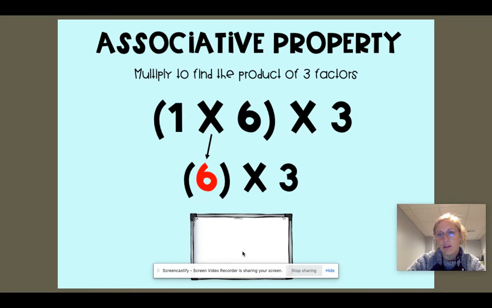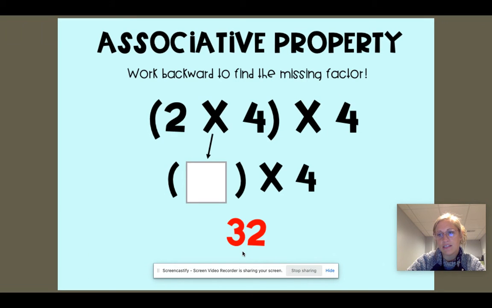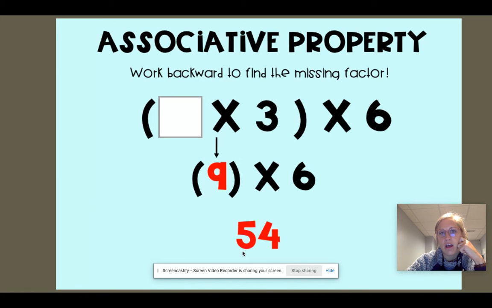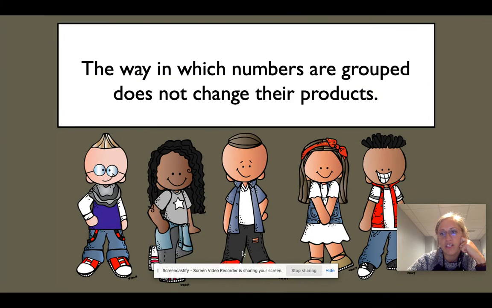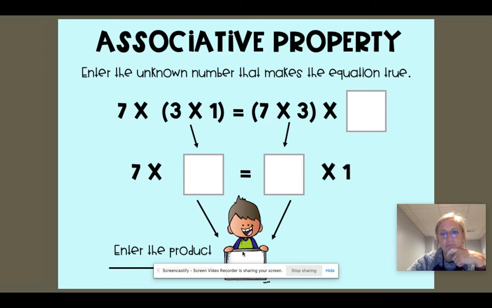After we have practiced quite a few of these together, we start practicing with a missing box in the equation. So they have to think a little more algebraically. And then we go into more factor practice within the equation. We talk about the definition of the associative property being the way in which numbers are grouped that does not change the products. All the presentations have definition cards in them. And then they have to try to balance both sides of the equation.